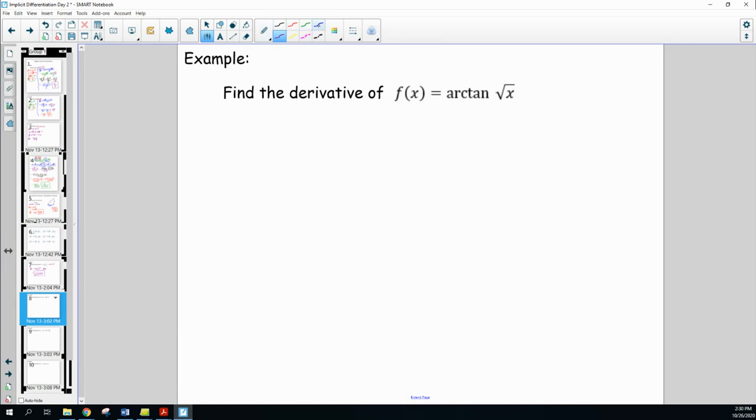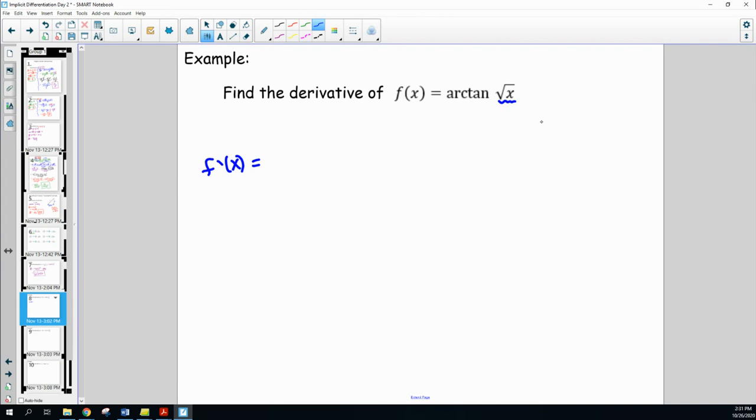Okay, so let's look at another example here. So here it's written as arctan, but it's the same thing as the inverse tan. So if I look at this, I have the arctan is the outer function, and my inner function is the square root of x. So I'm going to find the derivative. I'll just do f prime of x is equal to, so I'm going to write over here.